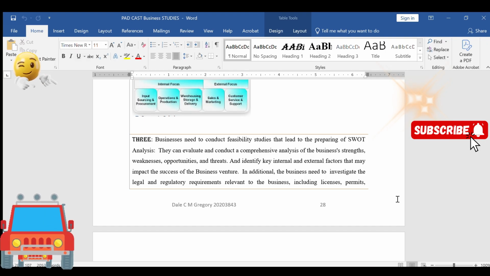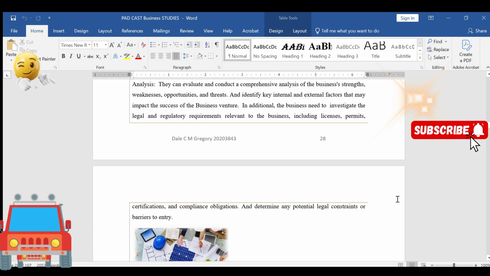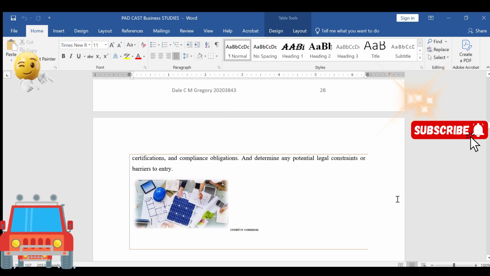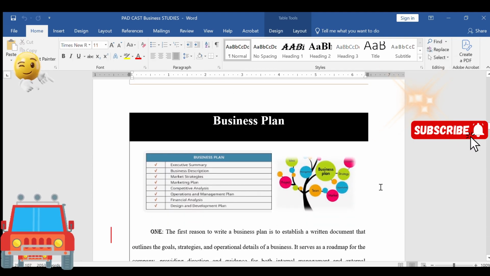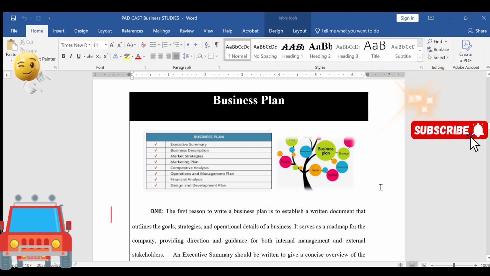In addition, the business needs to investigate the legal requirements relevant to the business, including licenses, permits, certification, and compliance obligations, and determine any potential legal constraint or barrier to entry. So we are here looking at the business plan. We are going through the full CSEC syllabus for the business studies exam, and we are at the business plan.